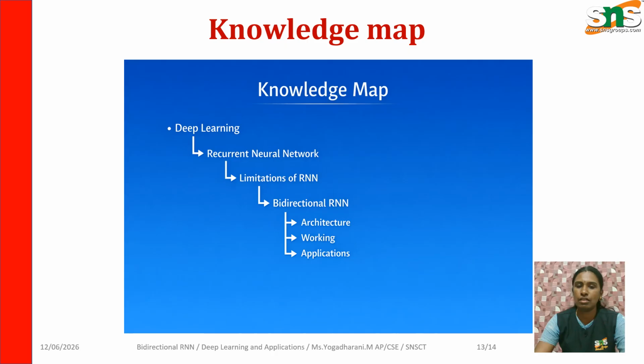This is the mind map of today's session: deep learning, RNN, what is the limitation of RNN, then why we go for bidirectional, and its working. We saw the architecture of bidirectional RNN, its working, and the applications.